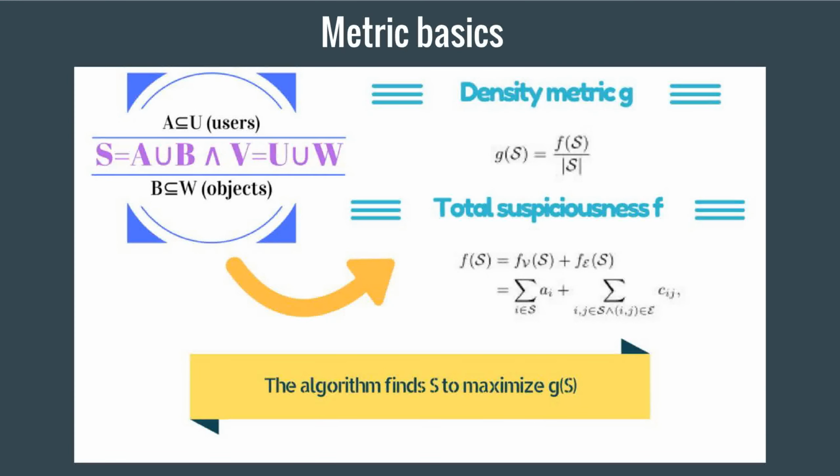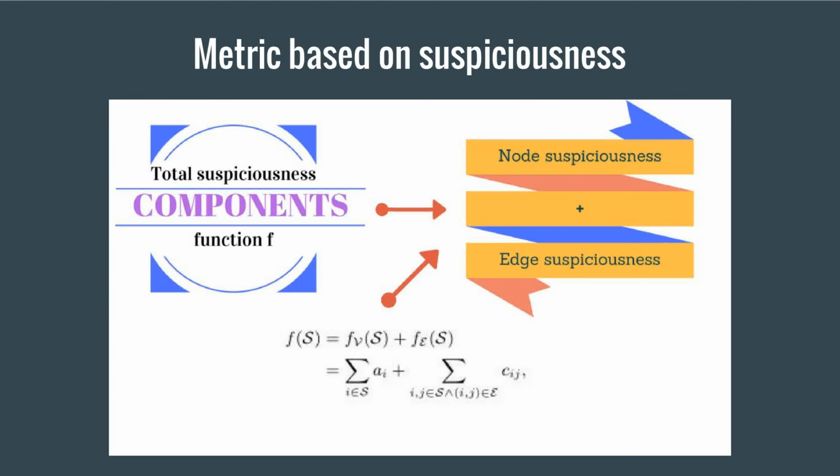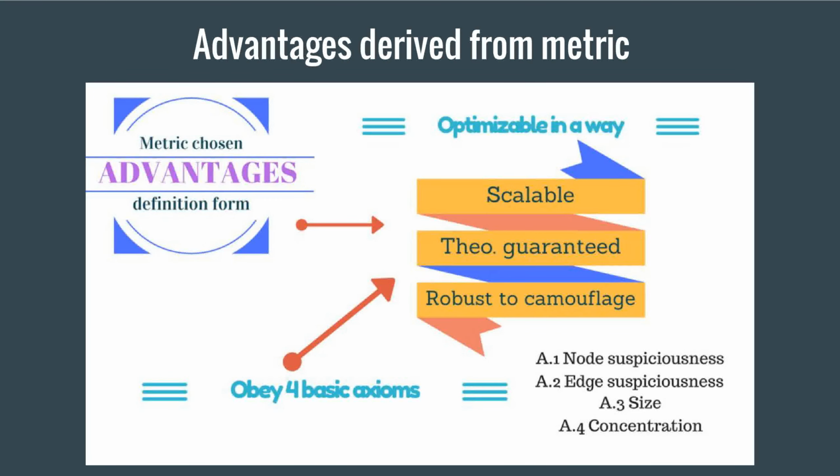The method proposes a density metric g of s defined as shown in the formula. The function g has a good mathematical form because it only depends on the union of users and objects chosen. The right behavior of the metric is based on the suspiciousness function, whose properties are exploited throughout the algorithm. The major advantage of this metric is that it is scalable, robust to camouflage, and has a theoretical guarantee of provable upper bound on undetectable fraud. These positive properties are achieved by taking great care while defining the metric.